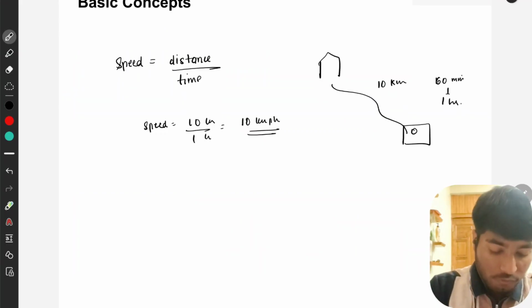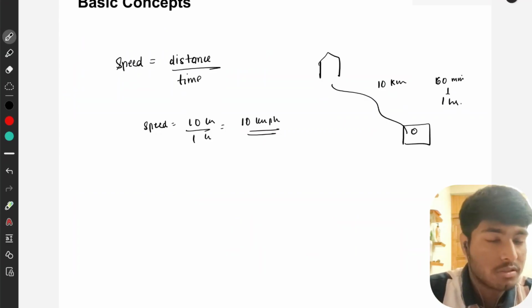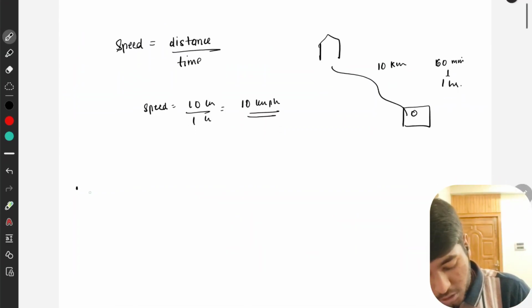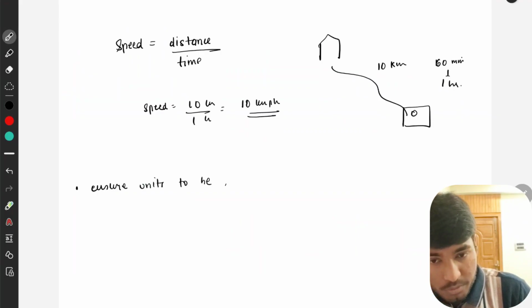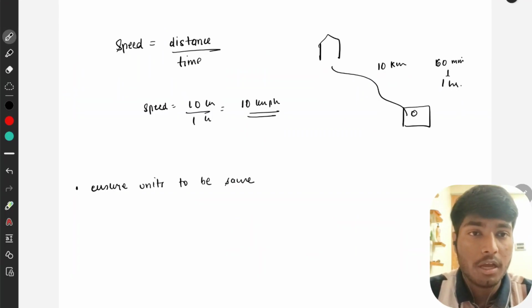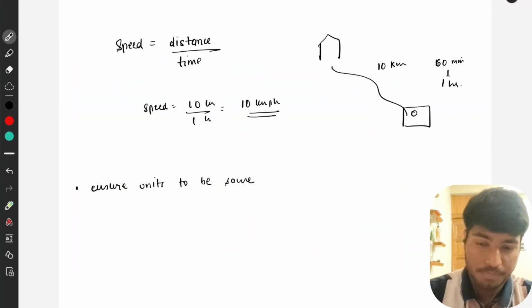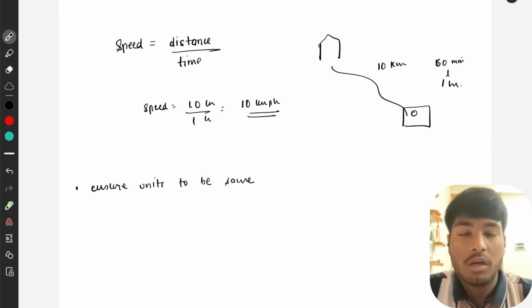Now you have to keep something in your mind: whenever you are solving questions of distance, time or speed, ensure that the units are the same. Whatever ratio you are taking or whatever relations you are building, ensure that every relation has the same units. Is that clear? Perfect.